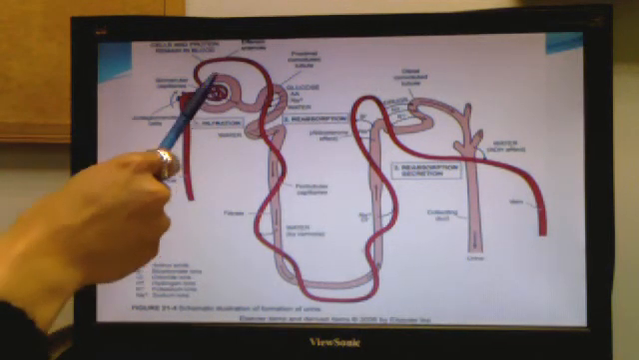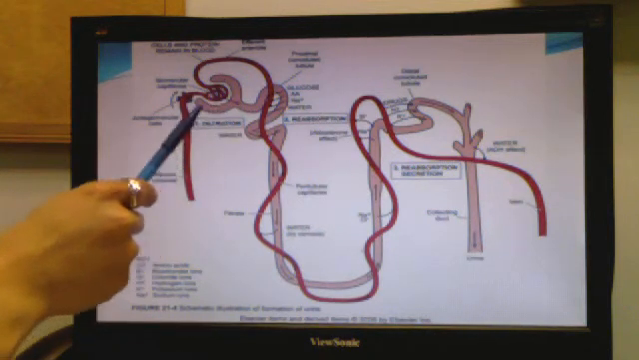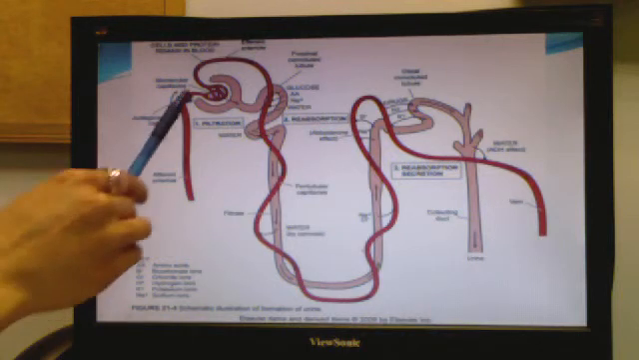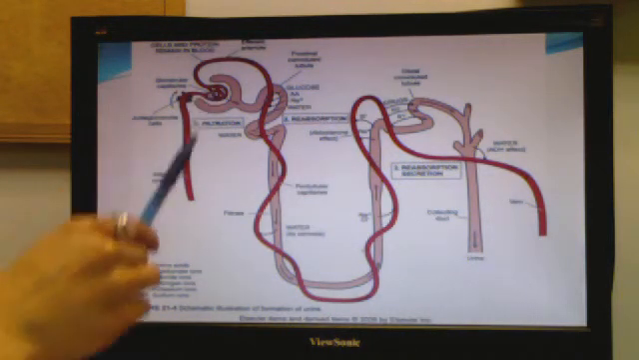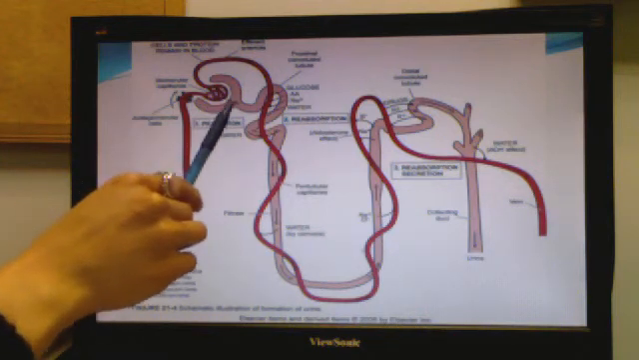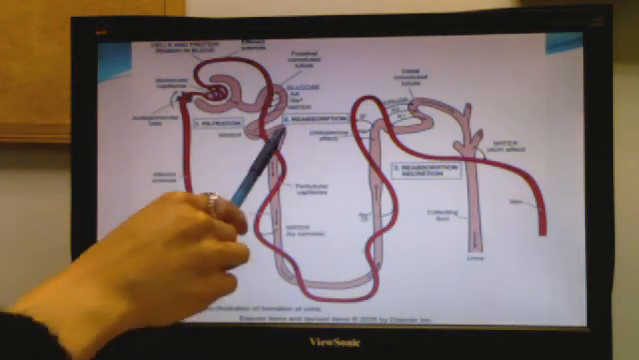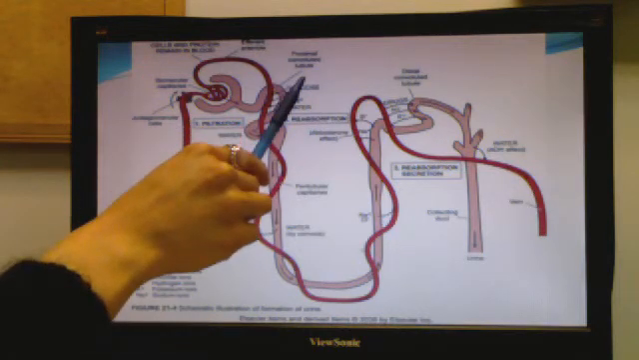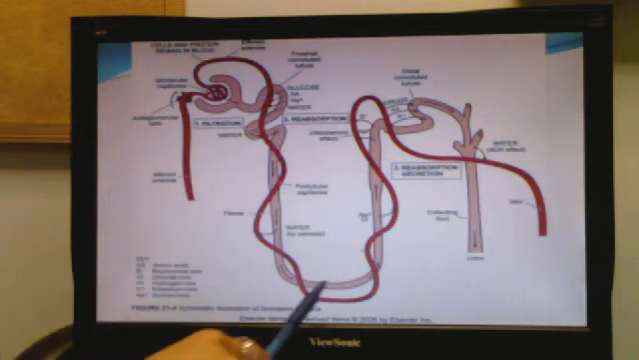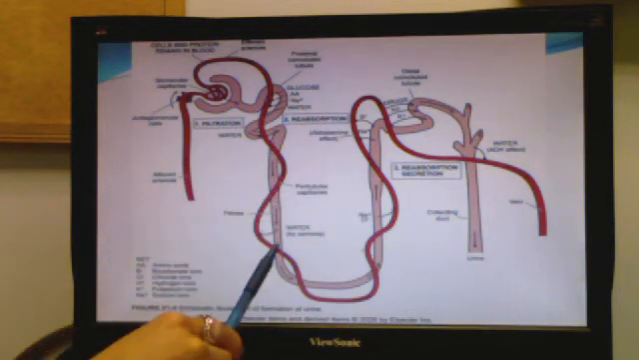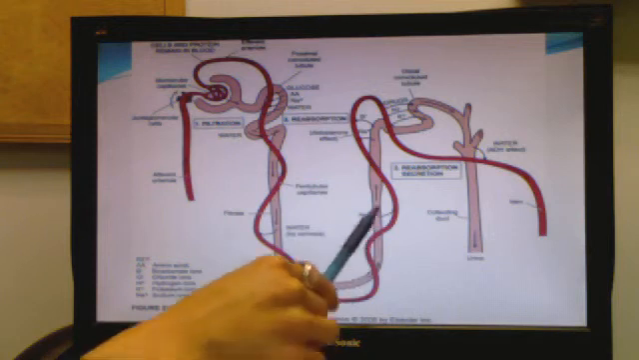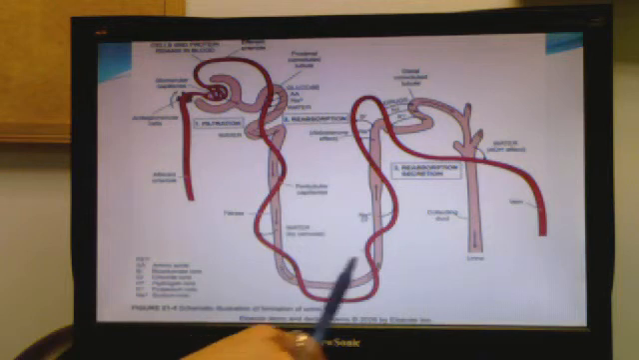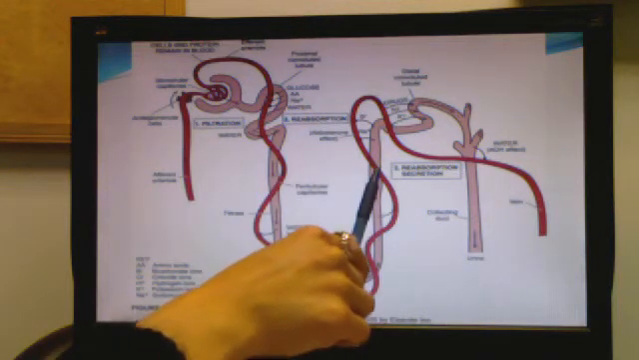Next to the glomerulus is the Bowman's capsule right here. The Bowman's capsule is the beginning of your renal tubule, and that is where the glomerulus rests upon. So glomerulus, Bowman's capsule, and then we have a coiled segment of our tubule, and we will call it the proximal convoluted tubule, or PCT. We have the loop of Henle. I'm sorry, going down is the descending limb, and going up is the ascending limb.